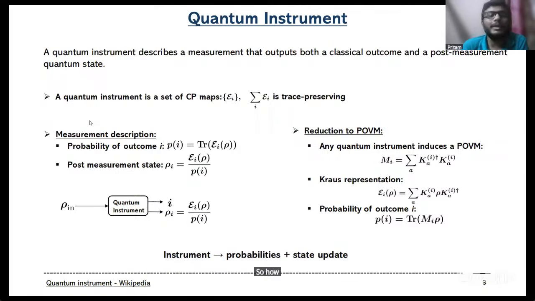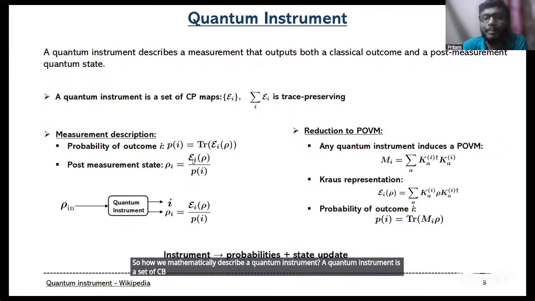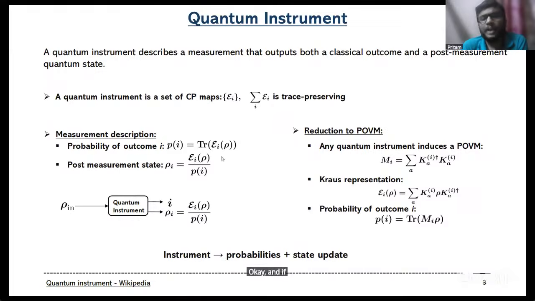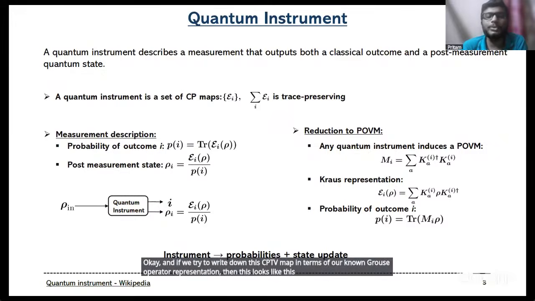So how do we mathematically describe a quantum instrument? A quantum instrument is a set of CPTP maps. And if we try to write down this CPTP map in terms of our known Kraus operator representation, it looks like this. So an instrument basically gives us a classical outcome as well as the state update.